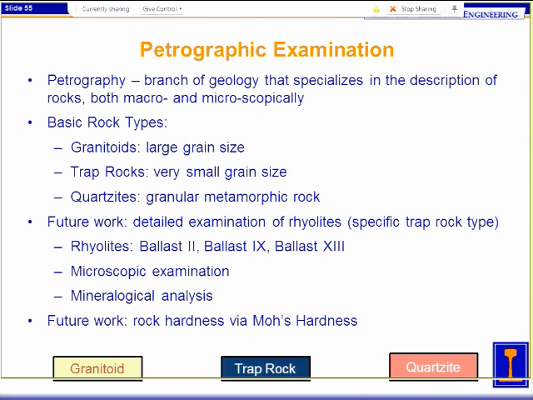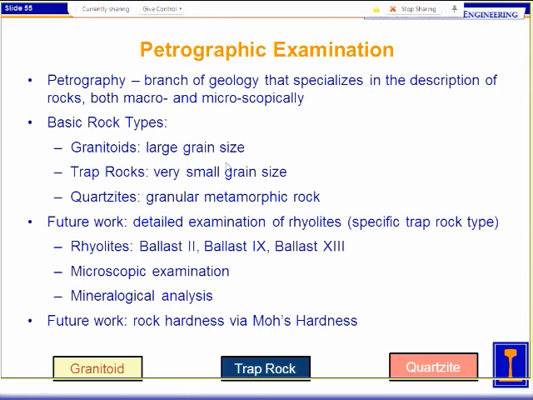So the last two areas we're going to cover is a quick petrography, going over a little bit of petrographic examination. Now, we're not going to go hugely in detail in terms of petrography. We're not going to go too much into the specific rock types. We're going to break it down into three basic categories here: granitoid, trap rock, and quartzites. Granitoids have a large grain size. They're igneous intrusive rocks. Trap rocks are igneous extrusive rocks. And you've got quartzites, which are a granular metamorphic rock.